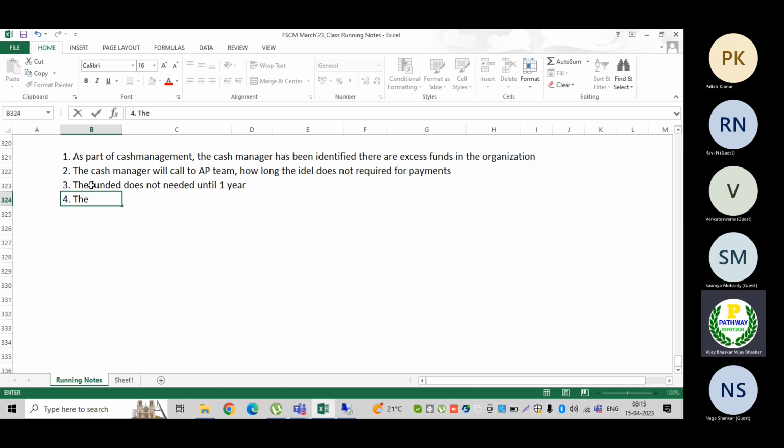The cash manager will discuss with the treasury.